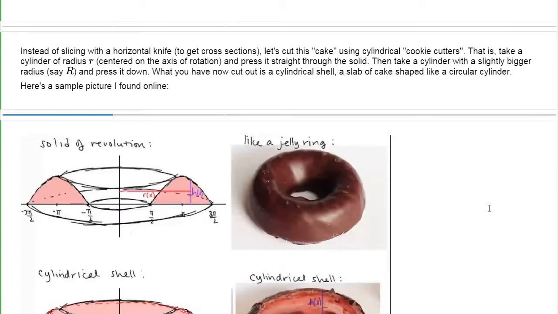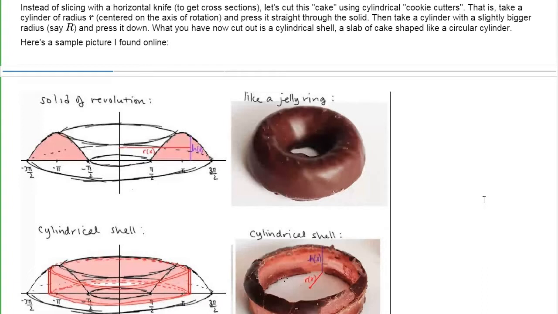I found a picture on the internet of somebody who drew this and actually did it with an actual kind of cake looking thing. So here's our solid of revolution. Okay, so in this person's picture they're rotating this region here around the y-axis, so we get a bundt cake type of thing. Here's the actual jelly ring, they said.